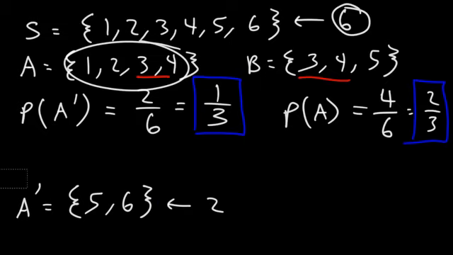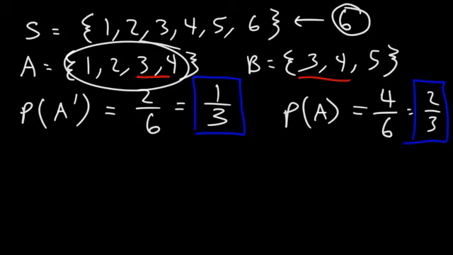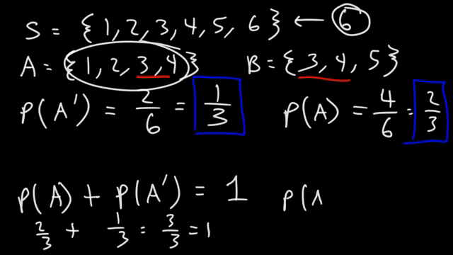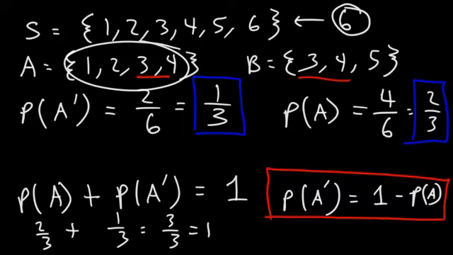Now, there's something that you want to take notice of. Notice that the probability of event A occurring plus the probability of the complement of event A occurring adds up to 1. P of A is 2 over 3, and P of the complement of A is 1 over 3. That is 3 over 3, which is 1. So this tells us that if we wish to calculate the probability of a complementary event, it's 1 minus the probability of that event occurring. Make sure you write this equation down because it's going to be useful in the future.